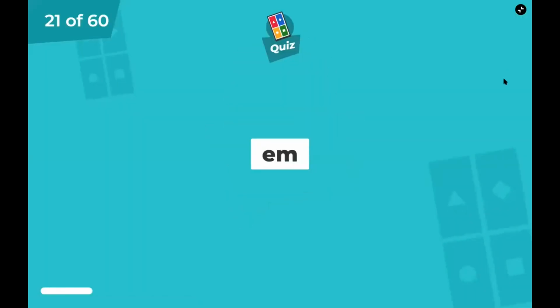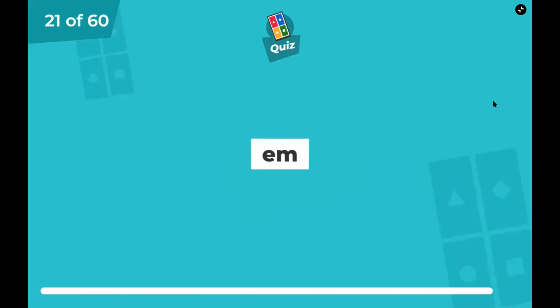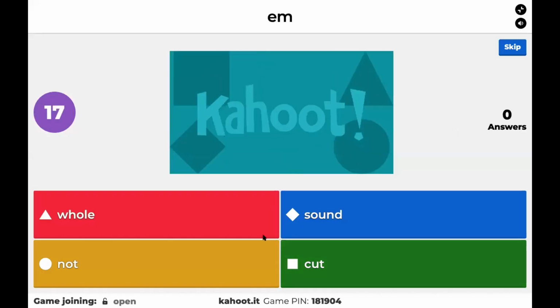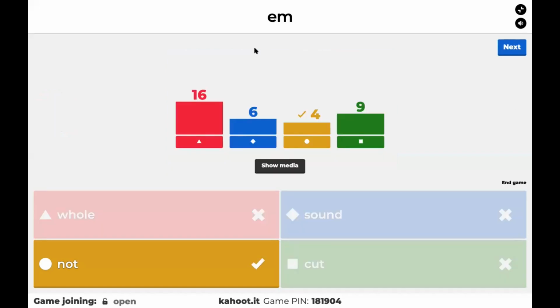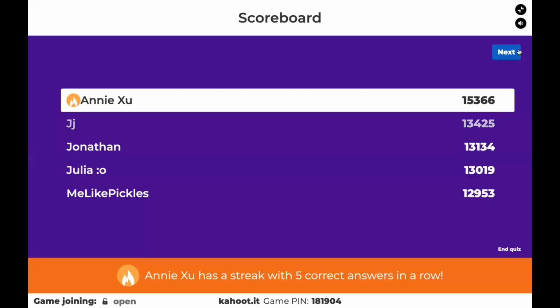M. Ooh, go back. Or actually, not this one, yes. M: red is full, blue is sound, yellow is not, and green is cut. To be honest, that one kind of took me by surprise. I forgot that I put that question in there, and I forgot what M is. But yeah, so don't feel bad at all.